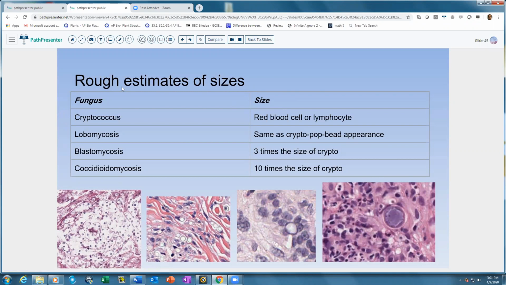So when we want to make the diagnosis, size is very important. So the Cryptococcus we talked about being the same size as the red blood cell or the lymphocyte. The lobomycosis is usually the same size as the crypto, but has the pop bead appearance. The blasto is 3 times the size. So here's the blasto, which is 3 times the size of the crypto, and then the coccidio, which is 10 times the size of the crypto. So crypto, lobo, blasto, and coccidio.